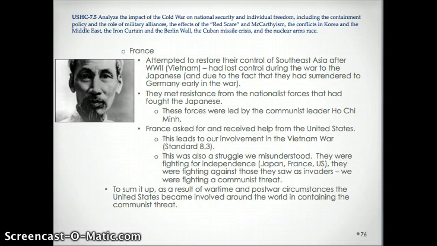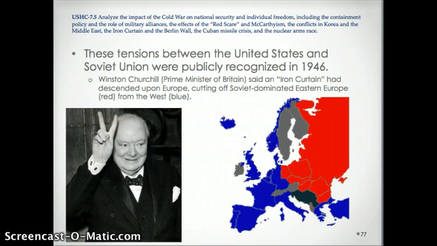So to sum it up, as a result of wartime and post-war circumstances, the United States became involved around the world in containing the communist threat. That's the key word we'll talk about. The tensions between the United States and the Soviet Union are publicly recognized in 1946. Winston Churchill gives a famous speech where he says an Iron Curtain had descended upon Europe, which cut off Soviet-dominated Eastern Europe from the West. And so you see that with the red and the blue pictures right there. The red pictures are the communist states and the blue are the not communist, and it says the Iron Curtain has descended between them.